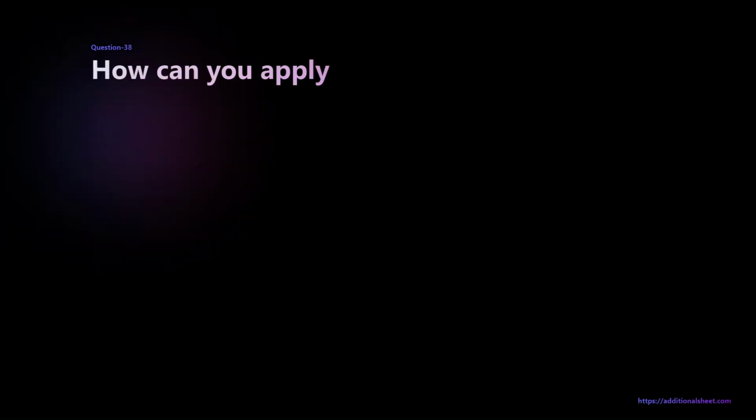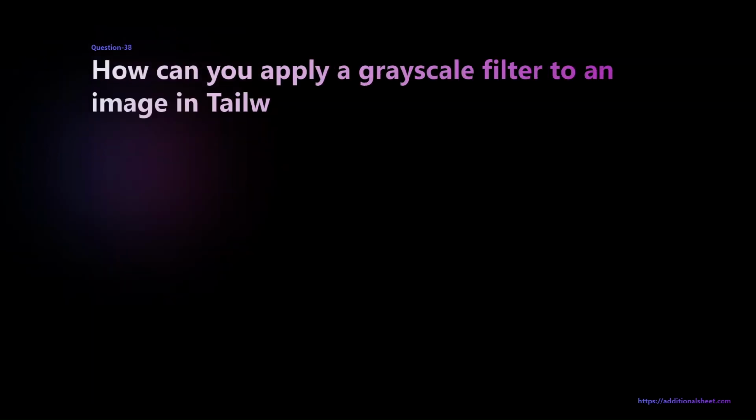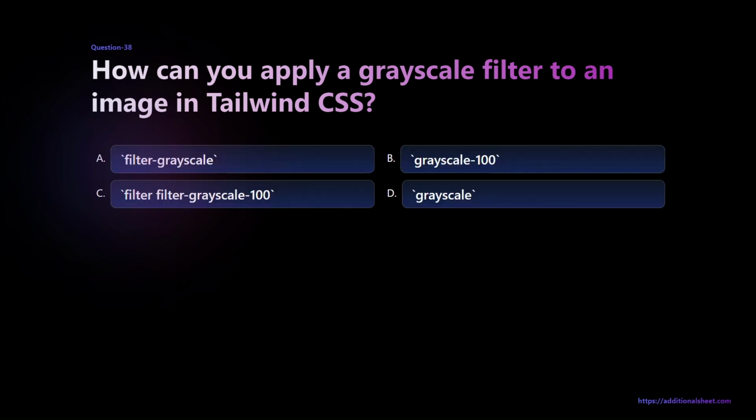How can you apply a grayscale filter to an image in Tailwind CSS? Option A, filter grayscale. Option B, grayscale-100. Option C, filter grayscale-100. Option D, grayscale. The correct answer is option C, filter grayscale-100.